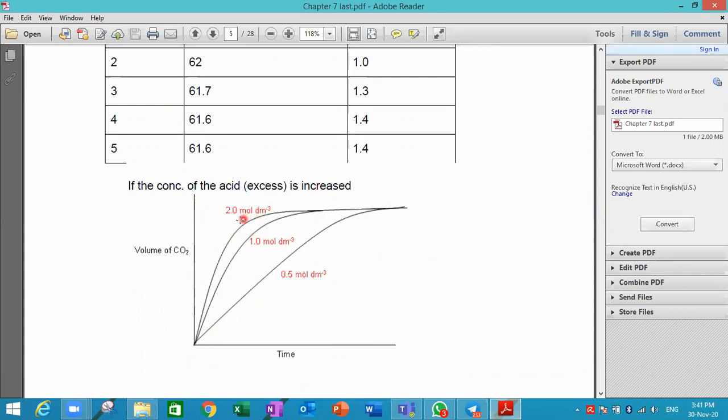And if we increase the concentration of HCl more and more, to 2 moles per decimeter cube, we will find that the rate will increase more. Of course, we can determine this increase by the steepness of the curve. The steeper the curve, the greater the increase in the rate. Okay?